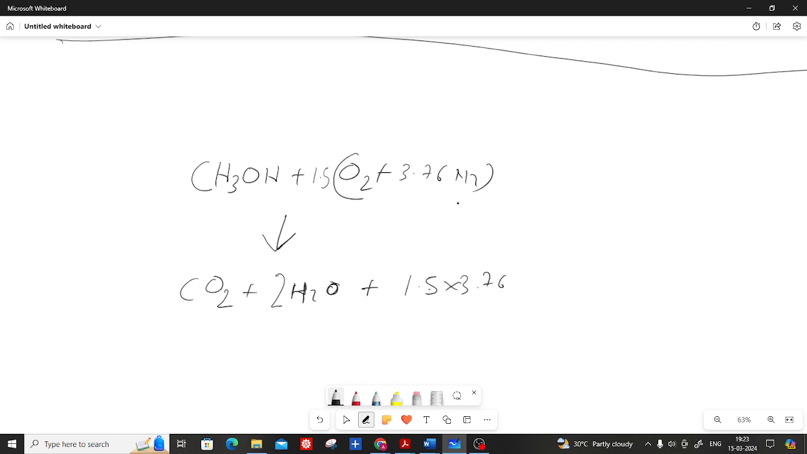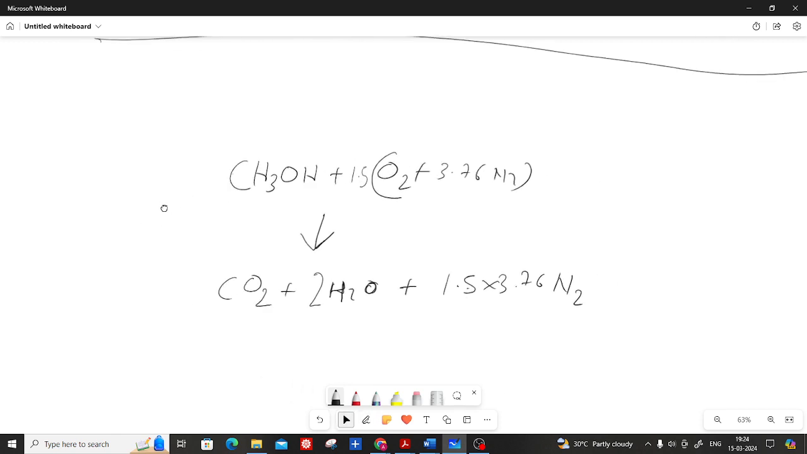Okay, I made the mistake in writing that. So here it will be N2. This is 1.5, 1.5 into 3.76, then N2. So now it is balanced. See, carbon 1, oxygen 4, hydrogen 4, and 1.5 into 3.76. Yes, now it is correct. I hope it is clear to everyone.